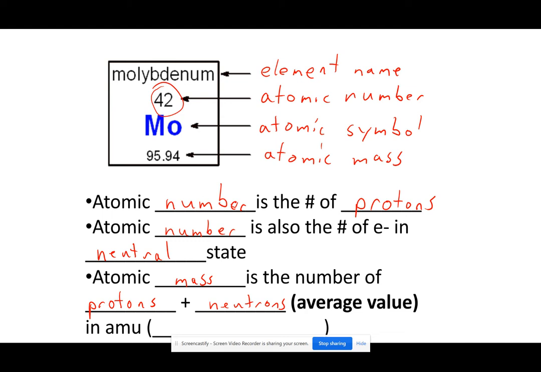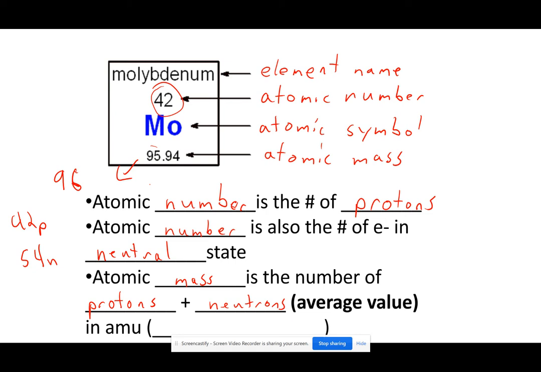However, it is an average value. Protons and neutrons are always whole numbers. So if I have an atomic mass of 95.94, I'm going to round that to 96. And this means I'm going to have 42 protons and 54 neutrons. We're going to practice this more, so don't worry about it too much right now.